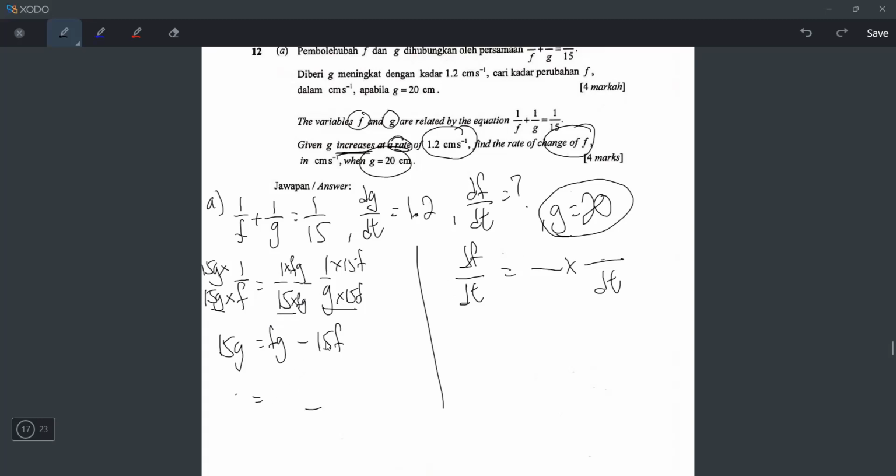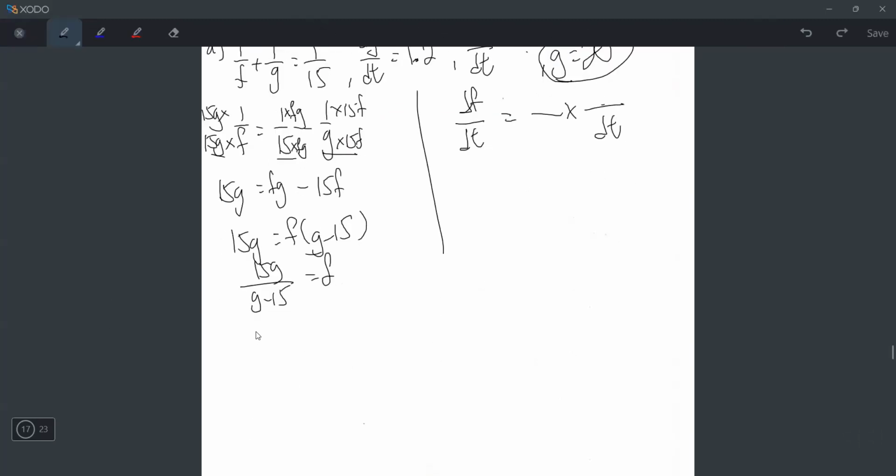So it will be negative 15f moves to become positive 15f equals to fg. Sorry, I'm making f the subject. So what should I do? Let's think. It means that I will make f single. So I will factorize out f, left with g minus 15, and then f equals to 15g over g minus 15. It means my f equals to 15g over g minus 15.